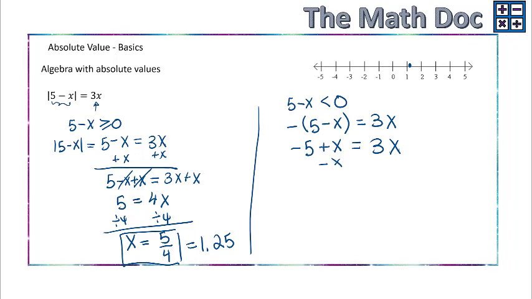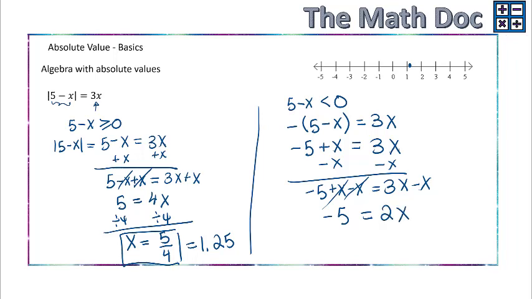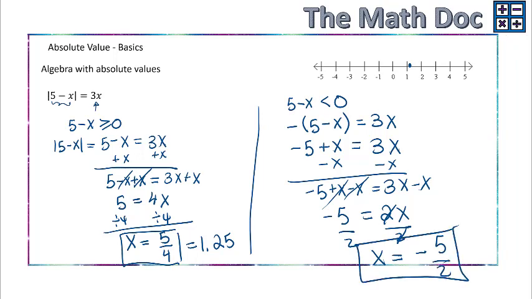Let's subtract x from both sides, and we get minus 5 plus x minus x equals 3x minus x. These two x's cancel, and we have minus 5 equals 2x. Let's divide both sides by 2, and we have x equals minus 5/2. Okay, so strictly speaking, this should be a solution, right? But let's look at this again.